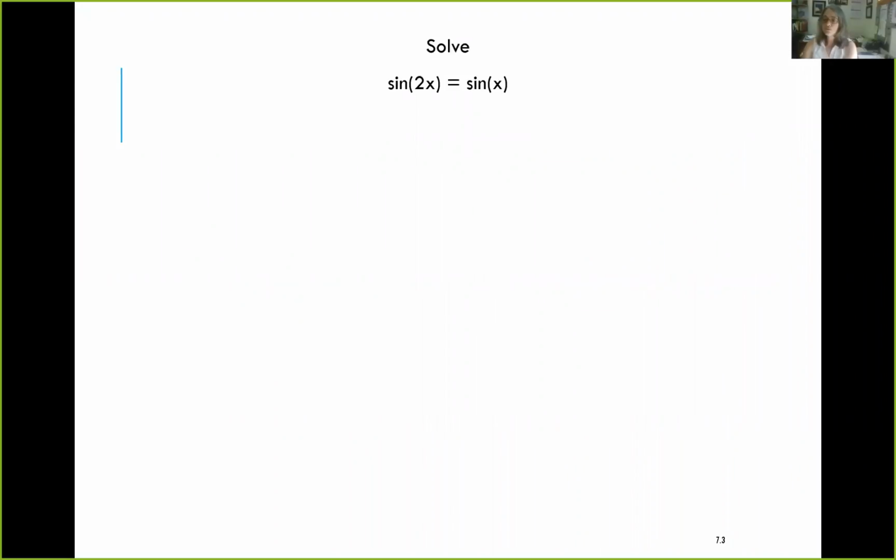Okay, so let's solve an equation. Let's suppose we've got the equation sine 2x equals sine x. First thing we're going to do is rewrite the left-hand side as 2 sine x cosine x equals sine x. Now, be careful here. You may be tempted to divide through by sine x, which you technically can do, but you have to handle the special case where sine of x equals 0 separately.